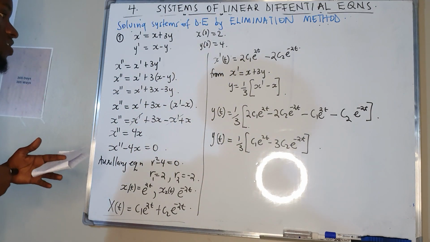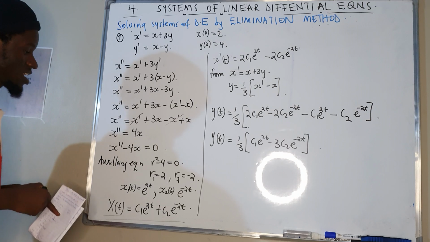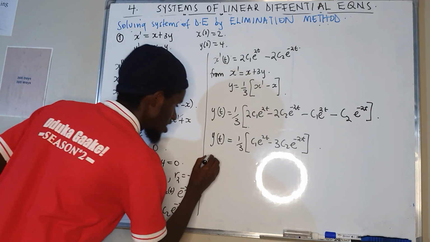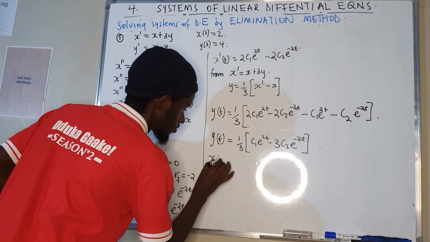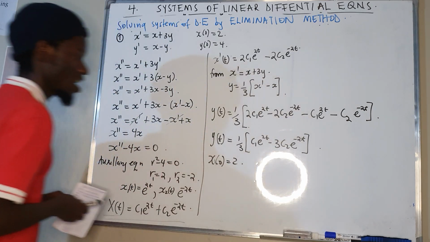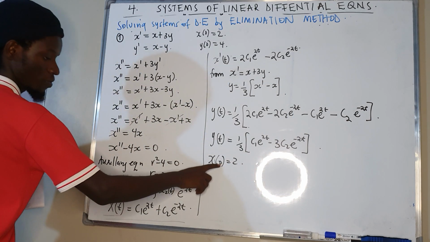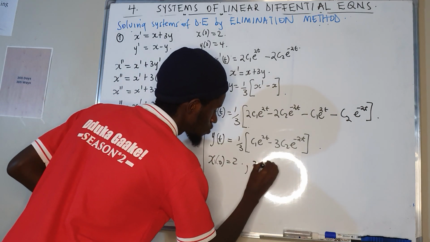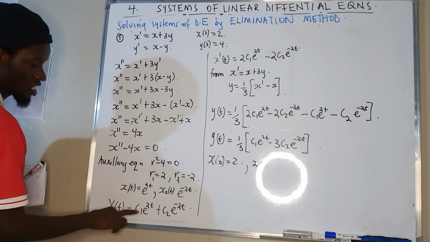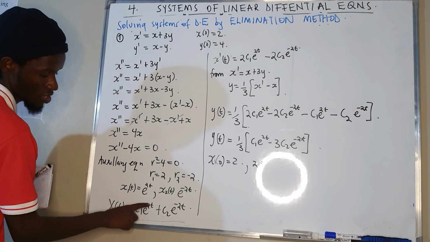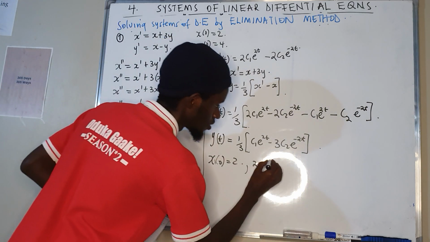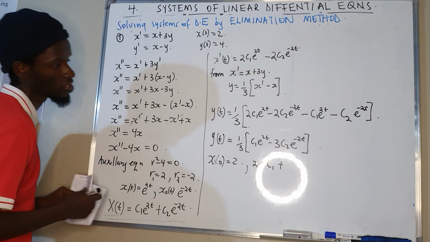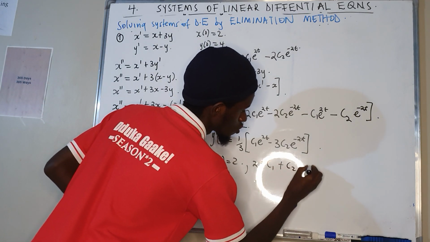But remember, we are given conditions that x at 0 is 2. Then if you say x at 0 is 2, means that if I put where there is t, I put there 0 in the value of x, I have 2. Then this means that 2 equals, where if I put c1 e power 0 is going to be c1, then plus c2 e power 0 is going to be c2. This is my equation 1.